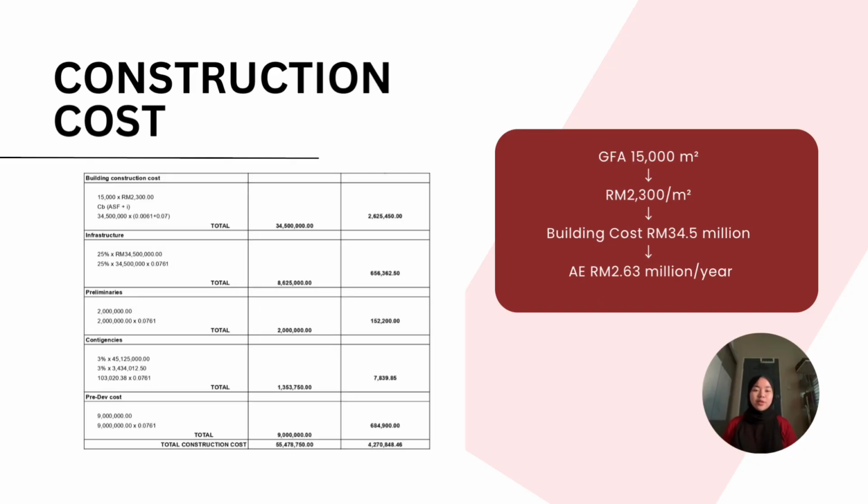Next, I will explain the construction cost. First, the gross floor area or GFA is calculated using the site area of 3,000 square meters and a plot ratio of 1.5, resulting in a total GFA of 15,000 square meters. The building construction cost is then calculated by multiplying the GFA by 2,300 ringgit per square meter, giving a total cost of 34.5 million ringgit and annual equivalent of 2.63 million. Next, the infrastructure is assumed to be 25% of the building cost.